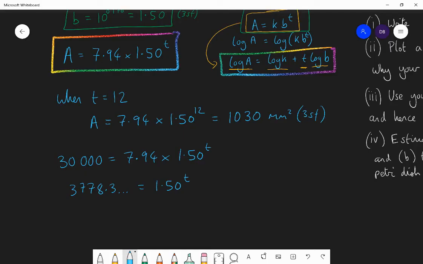Therefore, using my knowledge of logarithms, I know that t is log base 1.50 of 3,778.3 ... And that is 20.3 to 3 significant figures. So 20.3 hours later, after the start of the experiment, my Petri dish is completely covered.